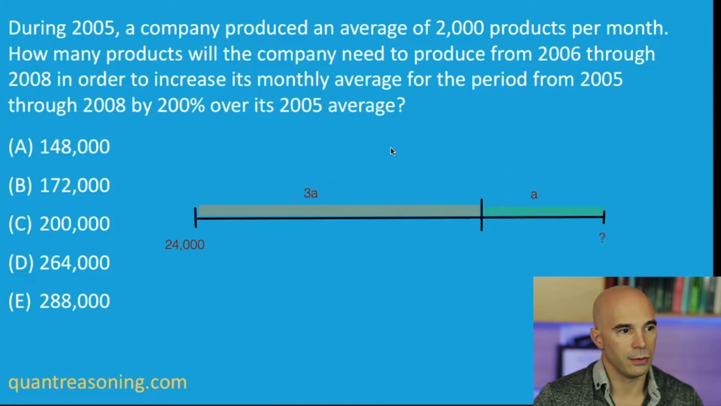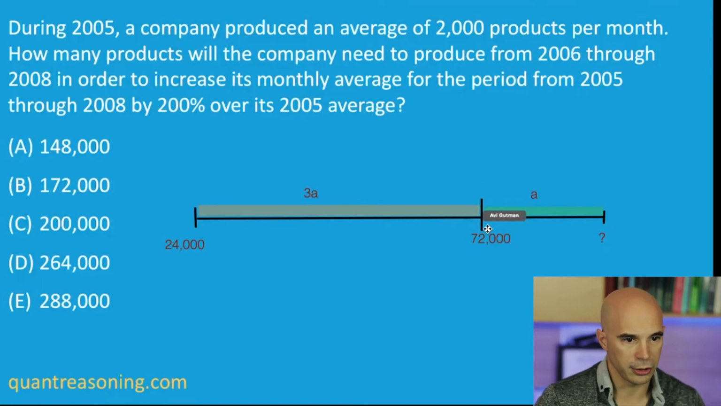Now, we want the yearly production over the entire 4 years to be 200% more than this, so that would be 72,000. That's the overall yearly production that we want over the 4 years. What would this number be? Well, if 3A is this distance, right? What is that distance? It's 48,000. If that's 3A, then a single A would be 16,000.